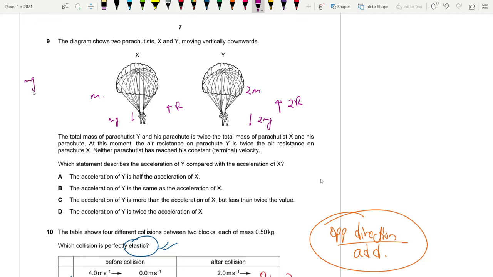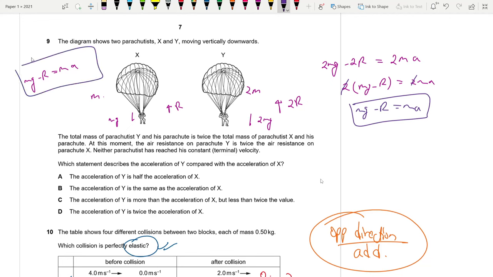So it's like this: mg minus R is equal to ma, and here 2mg minus 2R is equal to 2ma, right? Now we can actually take 2 common, so mg minus R is equal to ma. And we actually end up with this, mg minus R is equal to ma. The interesting fact is that both this and this are the same. So what can you guys actually conclude? The acceleration is the same because a is equal to (mg minus R) by m. Okay, a is equal to (mg minus R) by m, same. So it's B, 9 is B.